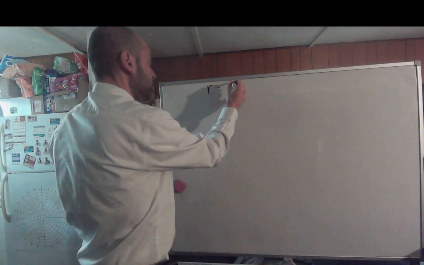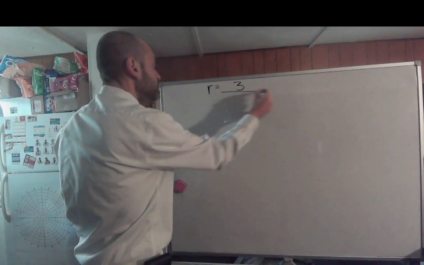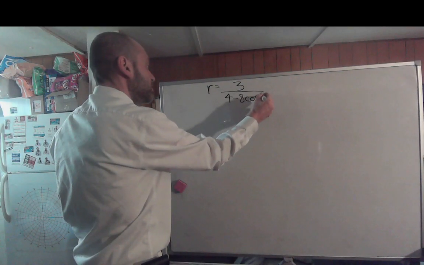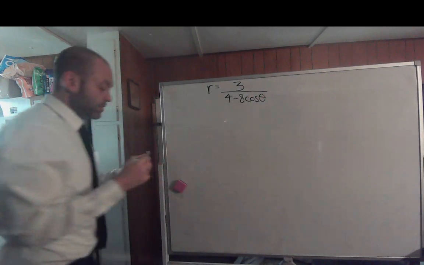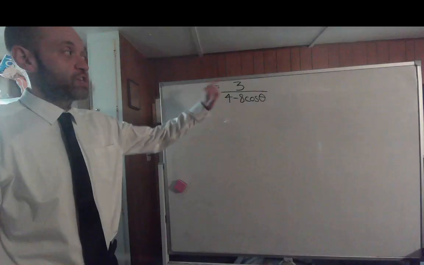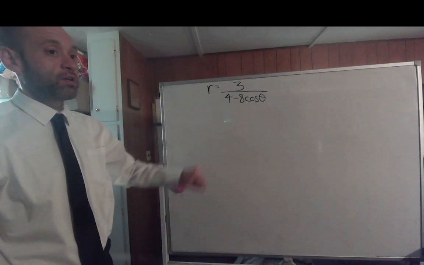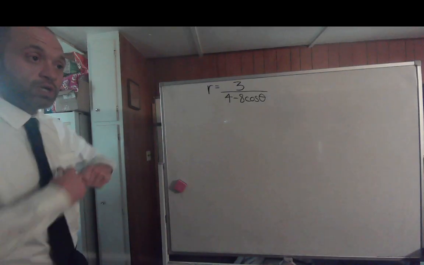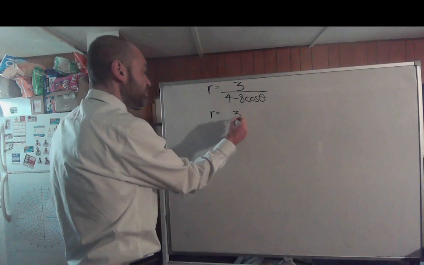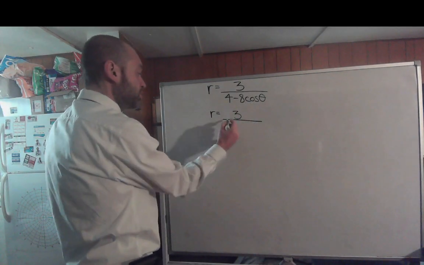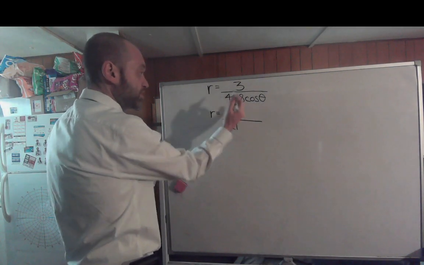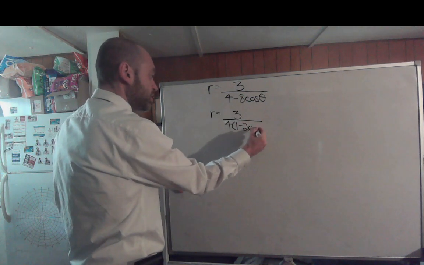All right, we have r equals 3 all over 4 minus 8 cosine of theta. Again, forget your numerator, just look at your denominator. That constant term needs to be a 1, so we have to factor out a 4 in the denominator. So r is going to equal 3 all over 4 times the quantity of 1, factoring out a 4, this would be minus 2 cosine of theta.